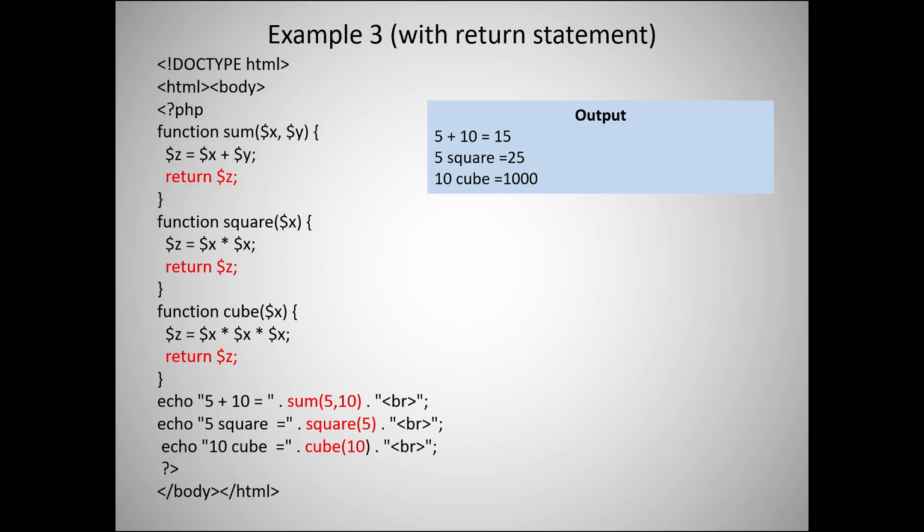Another one is example 3, with a return statement. The previous example was without a return statement; here this function is going to return. If a function returns a value, we have to specify the left hand side or somewhere to receive that value. Here the function sum of x comma y prints the result of x and y, and it returns the value. That value will be received here. Automatically the echo statement receives that value and prints the corresponding result. Likewise square and cube.